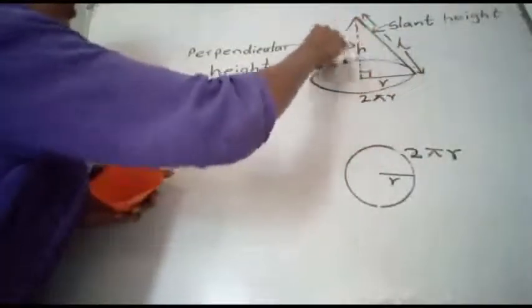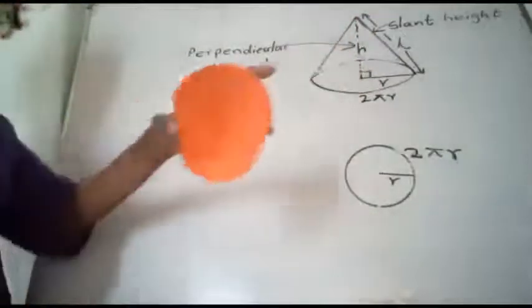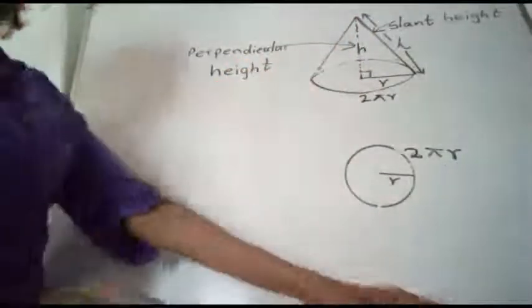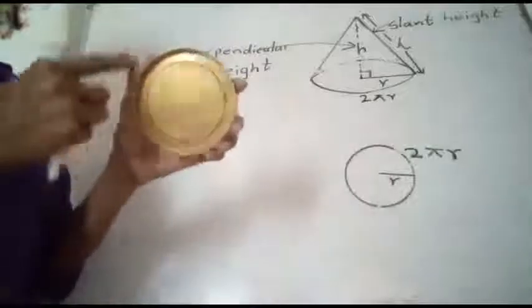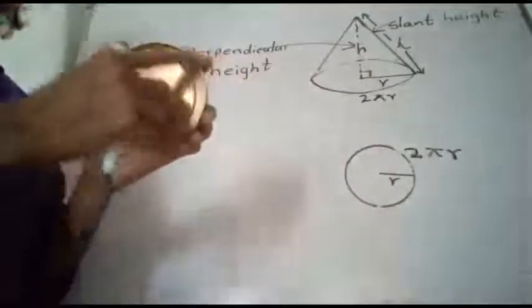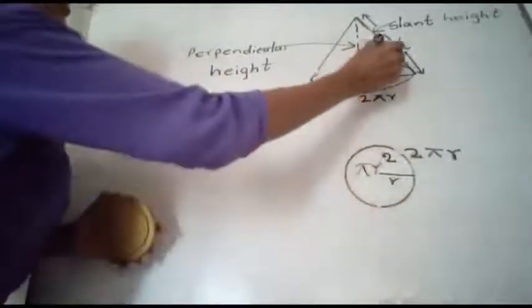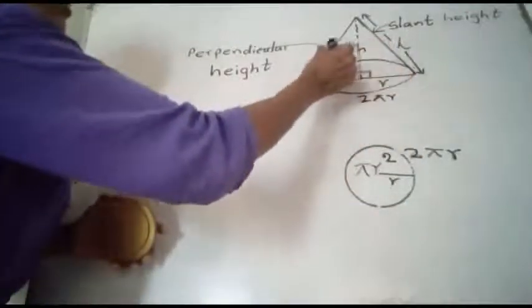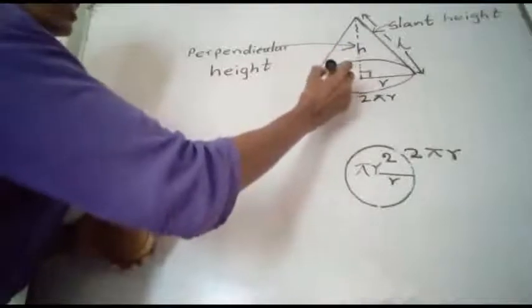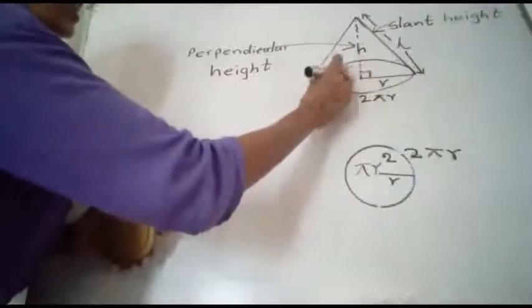Now the area of this circular face is equal to πr squared.